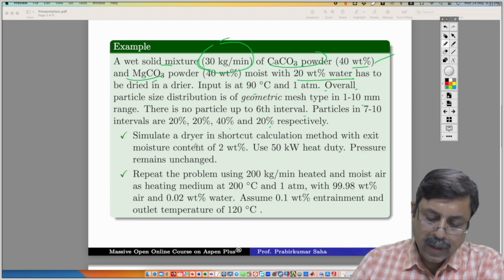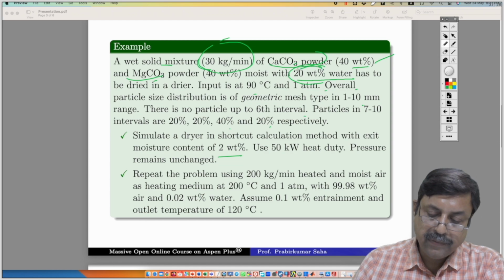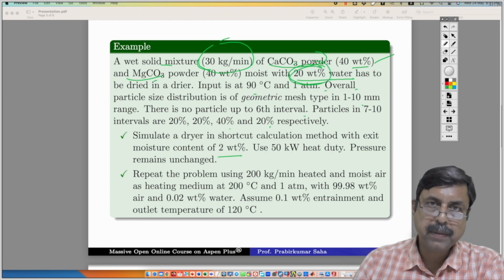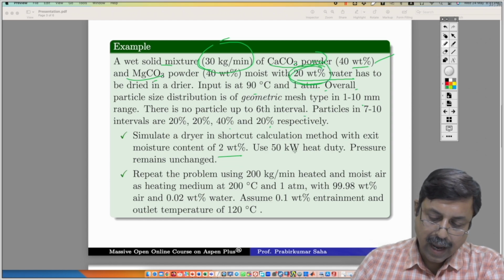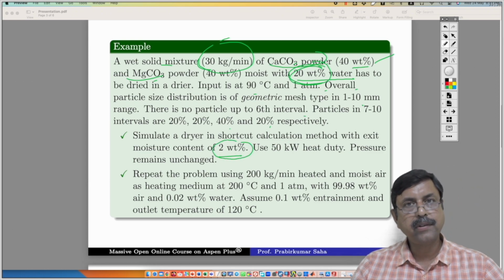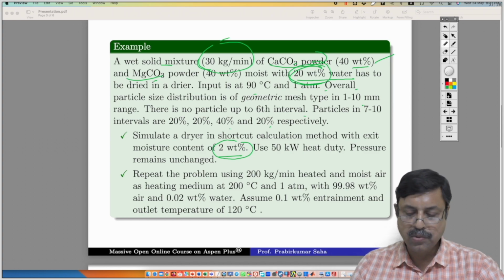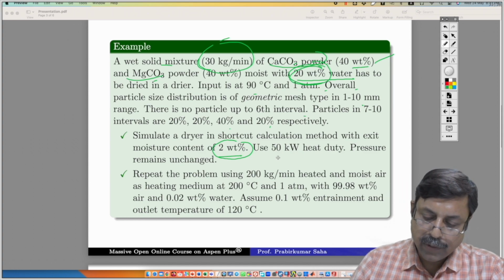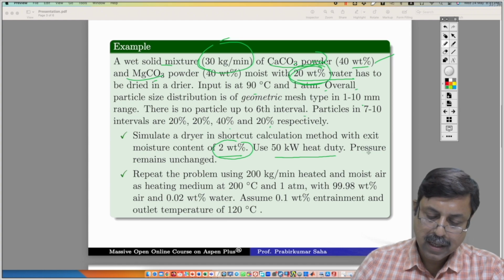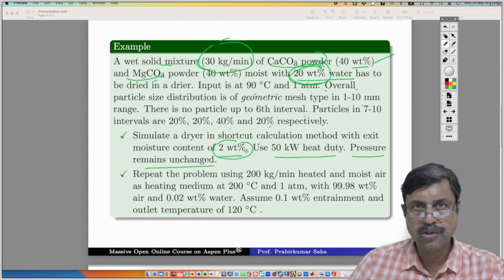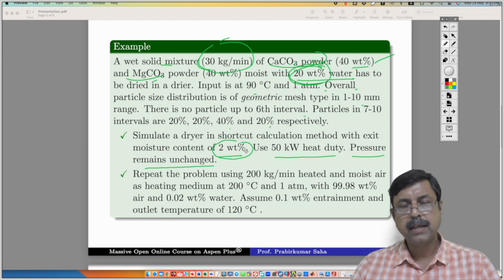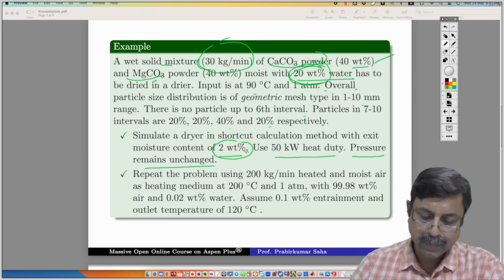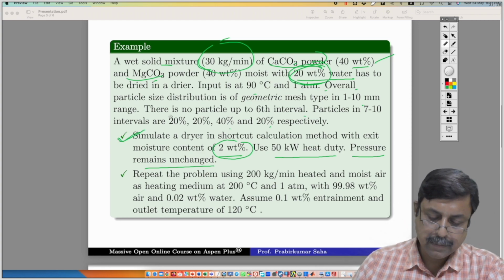First problem is to simulate a dryer in shortcut calculation method with exit moisture content of 2%. So this is the feed condition, 20 weight% of water, and exit moisture content is 2 weight%. So we have to reduce it from 20 weight% to 2 weight%. Use 50 kilowatt heat duty and pressure remains unchanged. So we have to calculate accordingly. Okay, so this is the first problem.